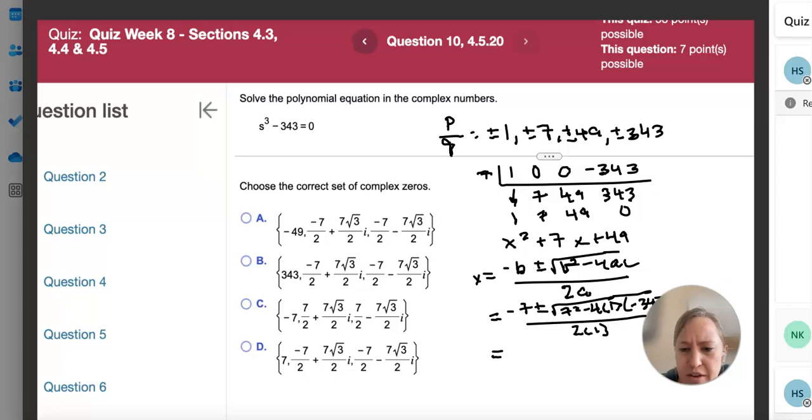And then you just simplify everything, right? So negative 7 plus or minus the square root of 49 minus 4 times 1 is 4, negative 4 times negative 433, or 343, so 4. So that would be, hold on. Minus 4, actually.